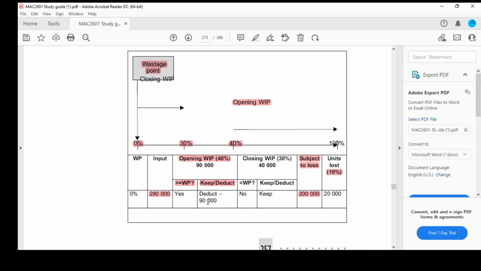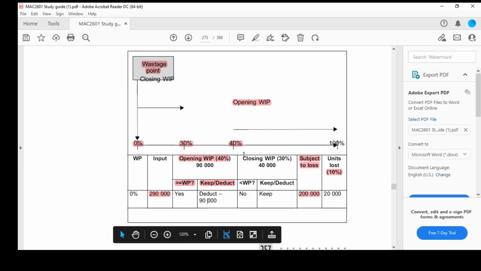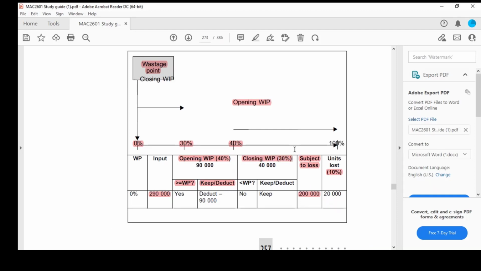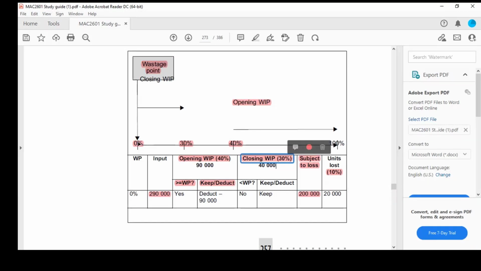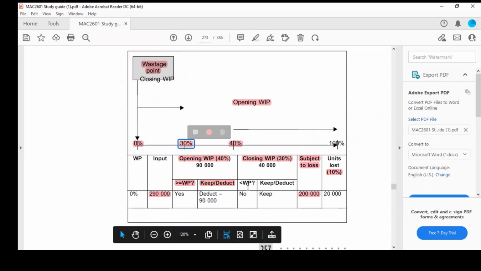Then, as part of that grounding process happening, we're looking now at closing WIP. It's 30% complete, and closing WIP has 40,000 beans. Is it less than or greater than the wastage point? It is not less than. The 30%, is it less than the 0%? No, it's not. So as a result, you keep it, you don't deduct it from this 290.